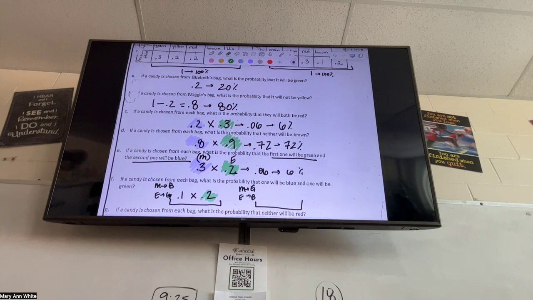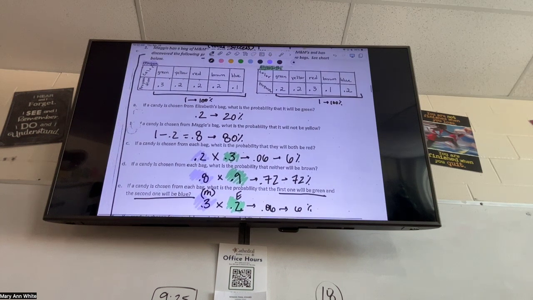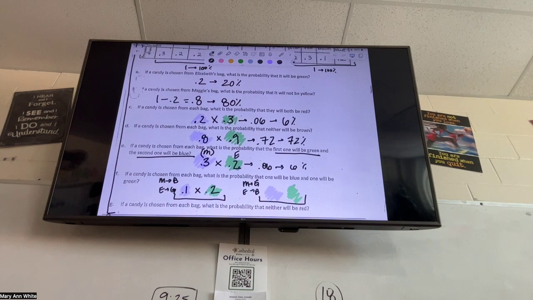We're gonna multiply those together because we want both of those things to happen. But we're also okay if we got a green from Maggie, which is what percentage? 30%. 0.3, yep, 30%. And then what about a blue from Elizabeth? 20%, good. That's actually what we just did on the problem above.